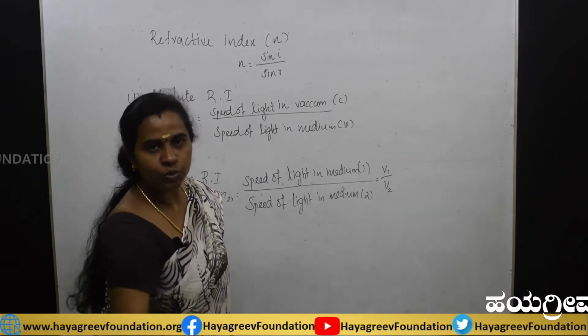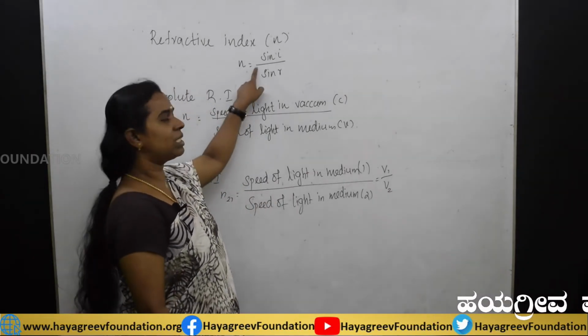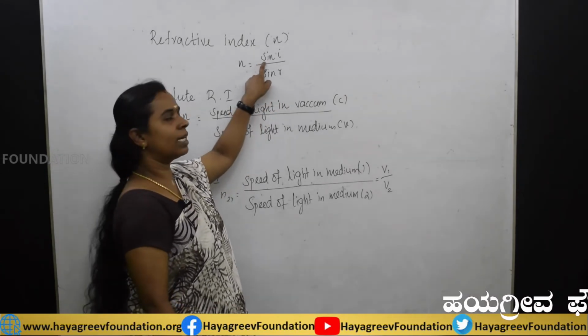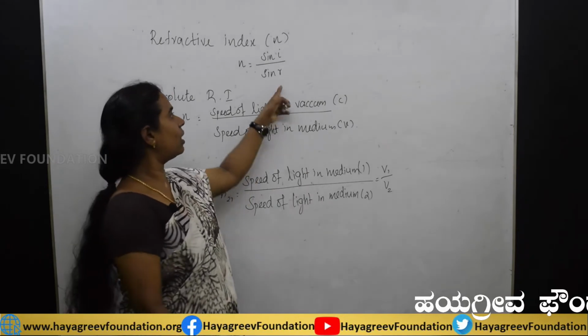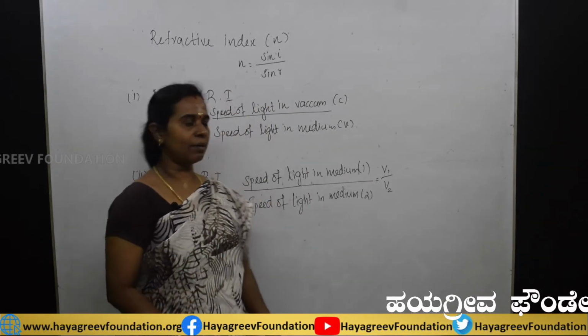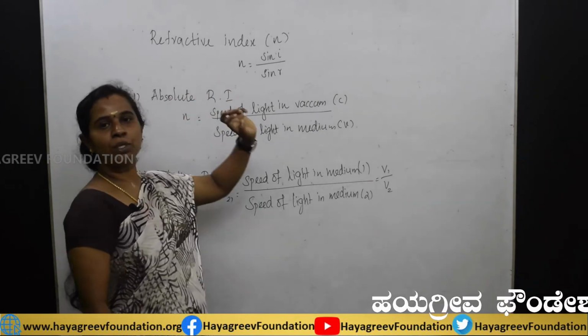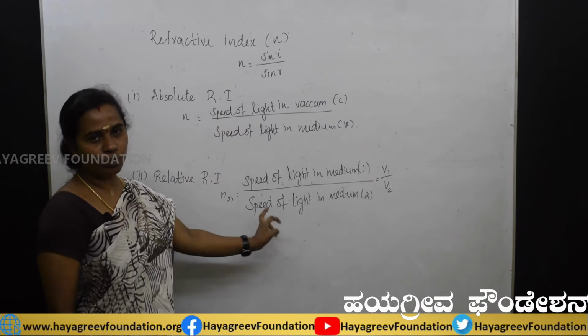Now I am going to explain refractive index. Define refractive index: it is the ratio of the sine of the angle of incidence to the sine of the angle of refraction. It is represented by the symbol small n. Next, there are two types of refractive index: one is absolute refractive index, another is relative refractive index.